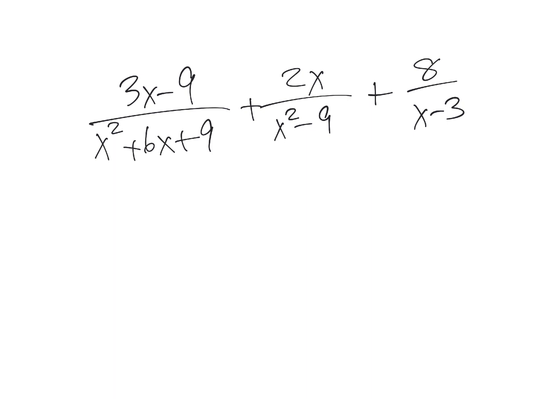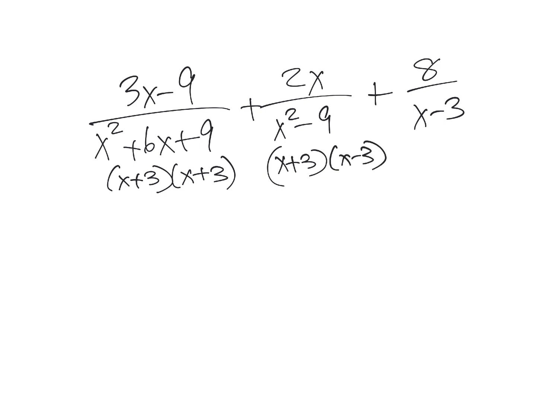Okay, here we go. The denominator here factors into (x plus 3)(x plus 3). The second one is (x plus 3)(x minus 3). And the top here, factor out a 3, you get an x minus 3. All right. And now you have to add fractions, so they need the same denominators.